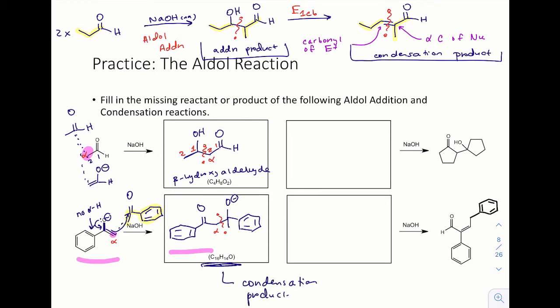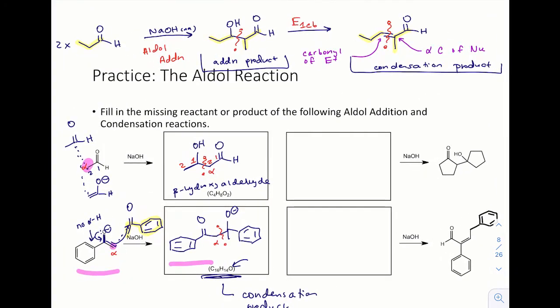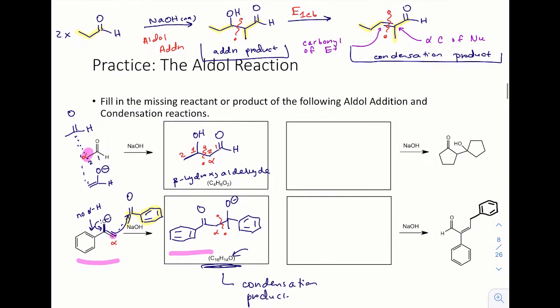Now you want to be careful. You can't really just count the number of oxygens because what if there was another oxygen somewhere in the aldehyde or ketone that was not part of the carbonyl? You can get tripped up. But this is the formula for the condensation product.